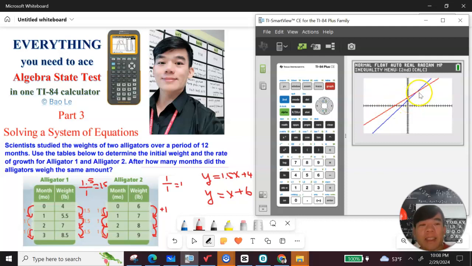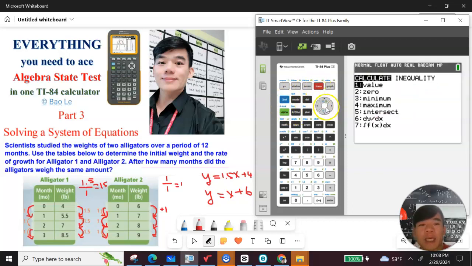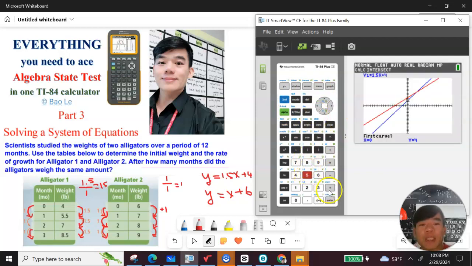So how do we find the intersection right here? Basically you need to hit second, trace. The intersection should be number 5 right here. You hit number 5, then you just hit enter 3 times and you get the answer. So the intersection is at 4, which tells us after 4 months, the two alligators have the same weight, which is 10 pounds.